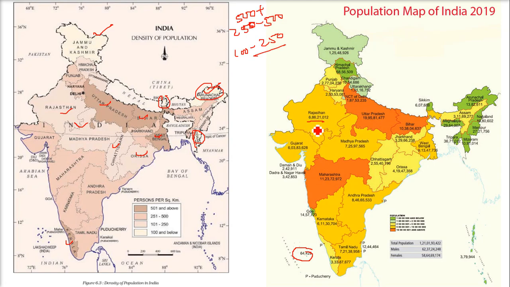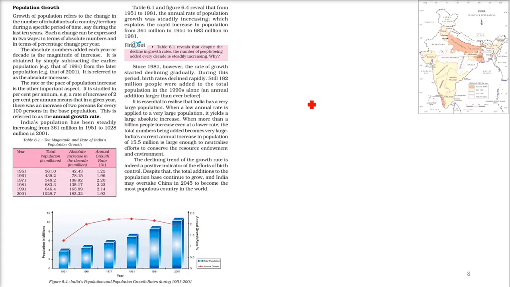Rajasthan has around 7 crores, Gujarat has 6 crores. And if you take Jammu and Kashmir, because of the climatic conditions and all other things taken into account, it's just 1.2 crores, not more than that.